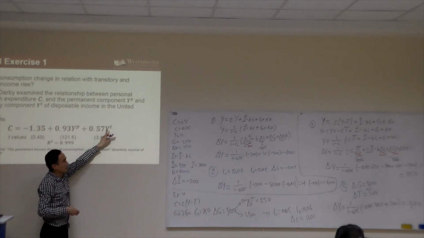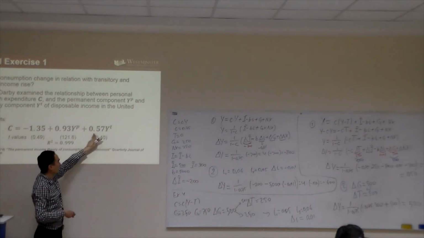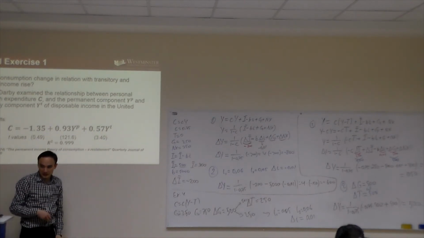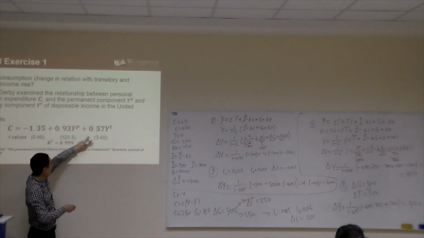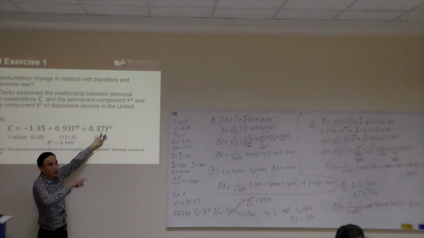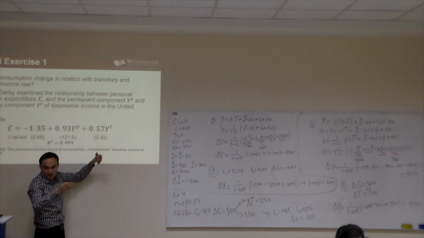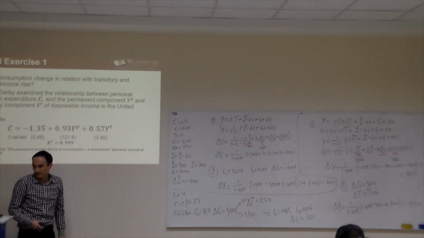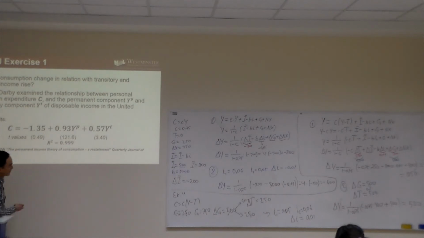A $1 increase in transitory income increases consumption expenditure by 57 cents. Okay? So the magnitude of the effect is less here. Here, for the transitory effect, you don't have to consider it as only one time. It can be for a few months. Okay? Good. So this is it.